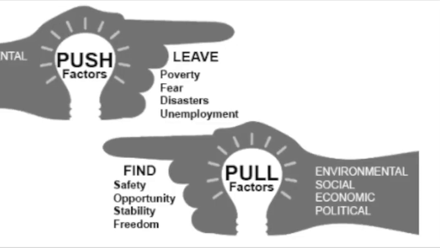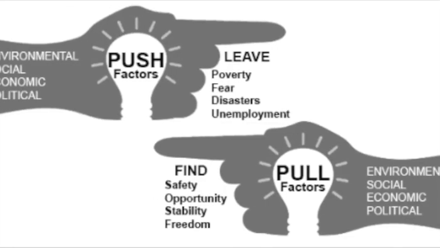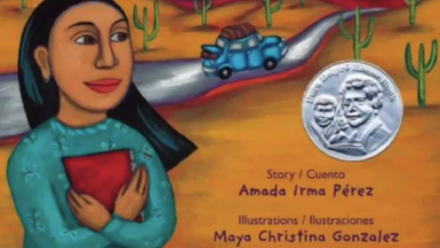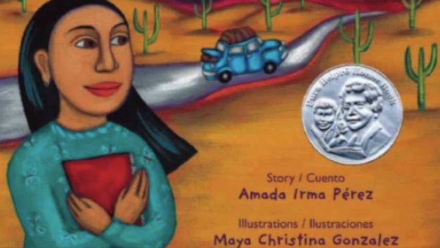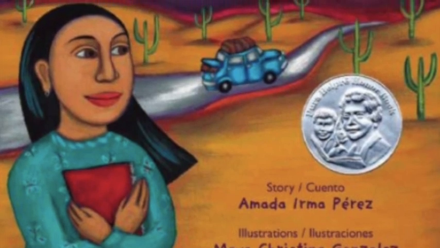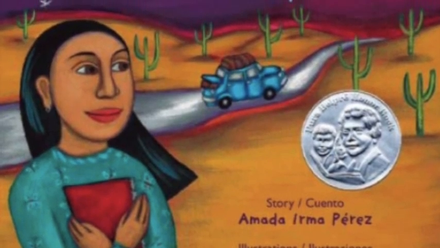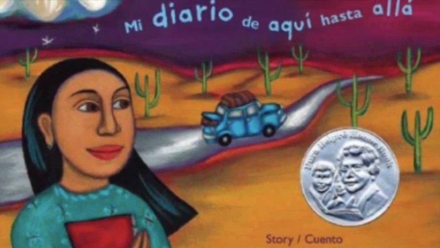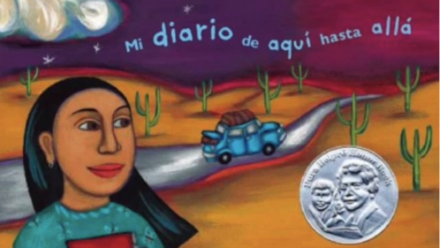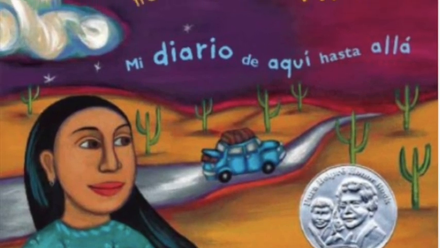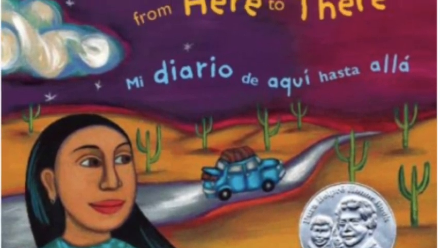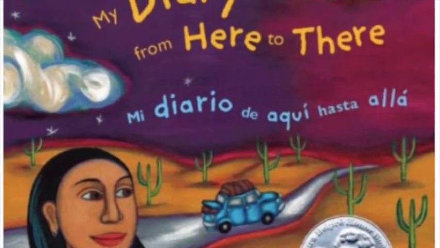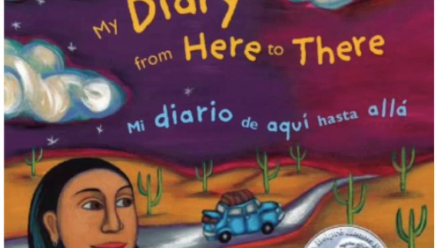The next section is on the push and pull factors of immigration. For this, I wanted to select texts that showed examples of a variety of those reasons. What might lead someone to be pushed to leave the country they're in, and what might pull someone to a new country. So I chose some texts that showed different perspectives, and one of those is called My Diary from Here to There. It's a story of a little girl whose parents moved from Mexico to the U.S. for better job opportunities.